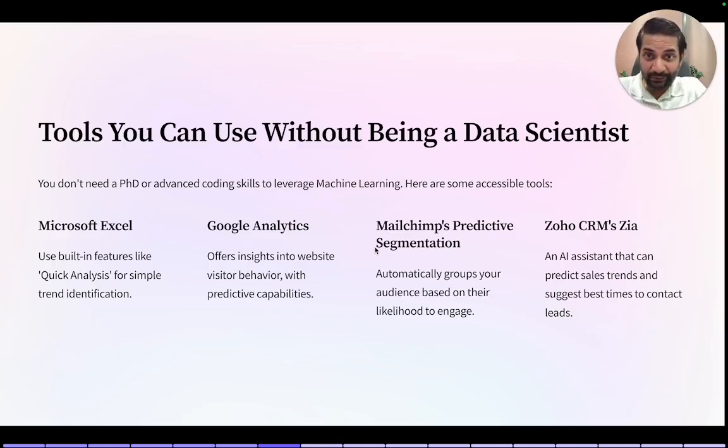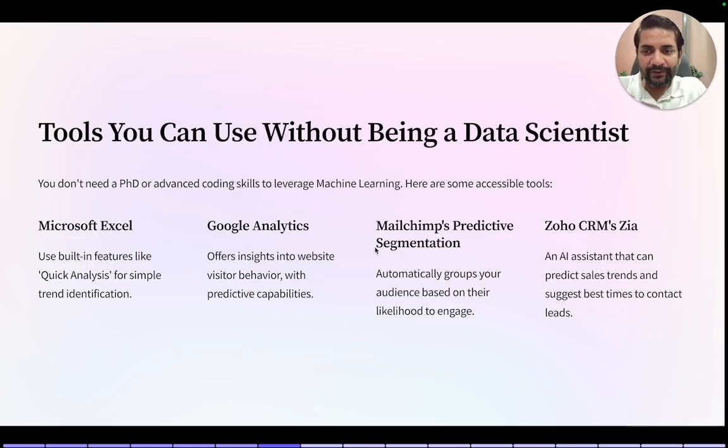Some of the tools that you can use without being a data scientist. Well, this is not a data scientist course, so I am not wanting to get you into those troubles of knowing how to code and how to do machine learning. You don't need a PhD or advanced coding skills to leverage machine learning. Here are some accessible tools.